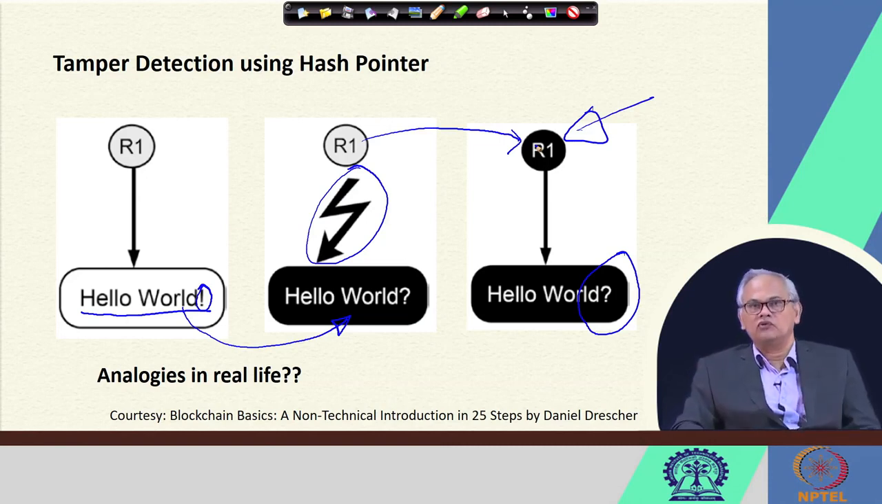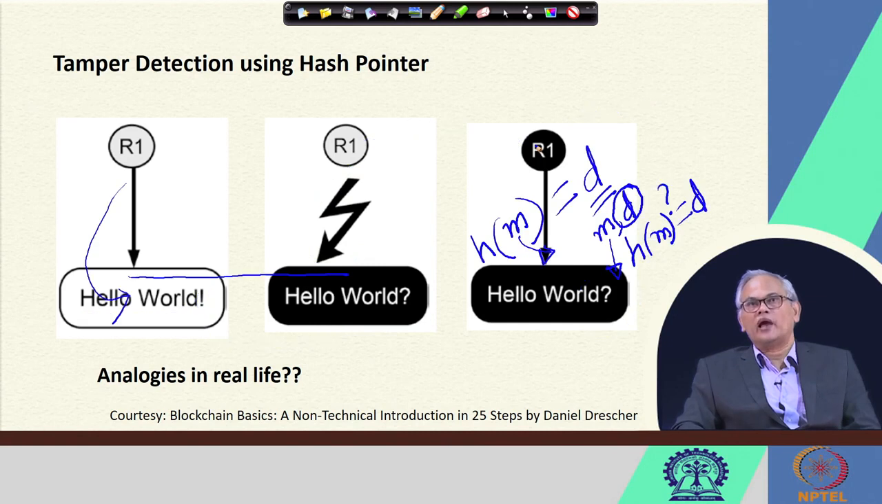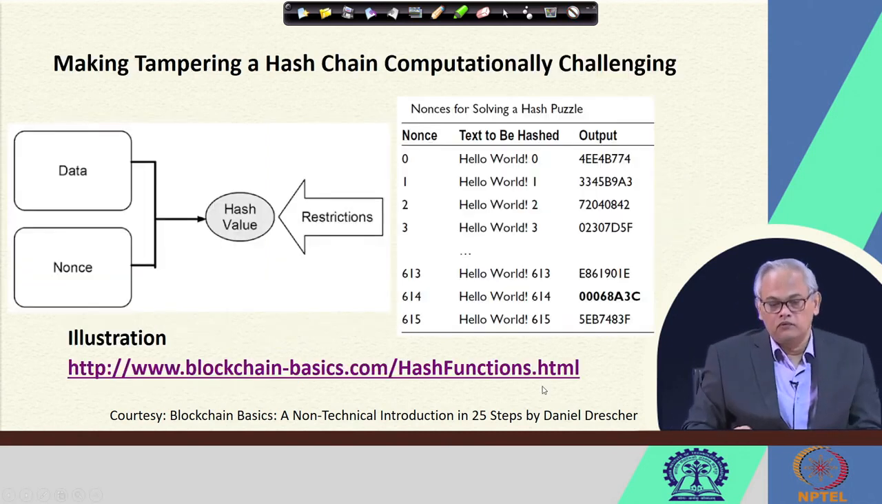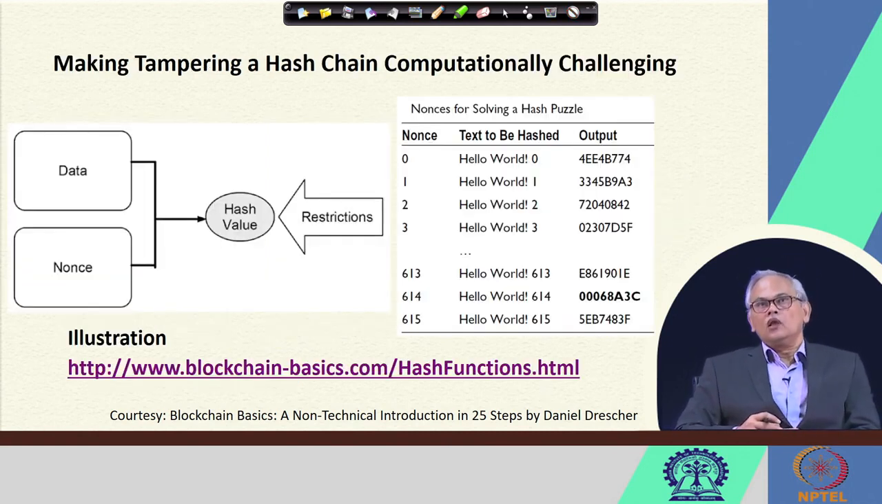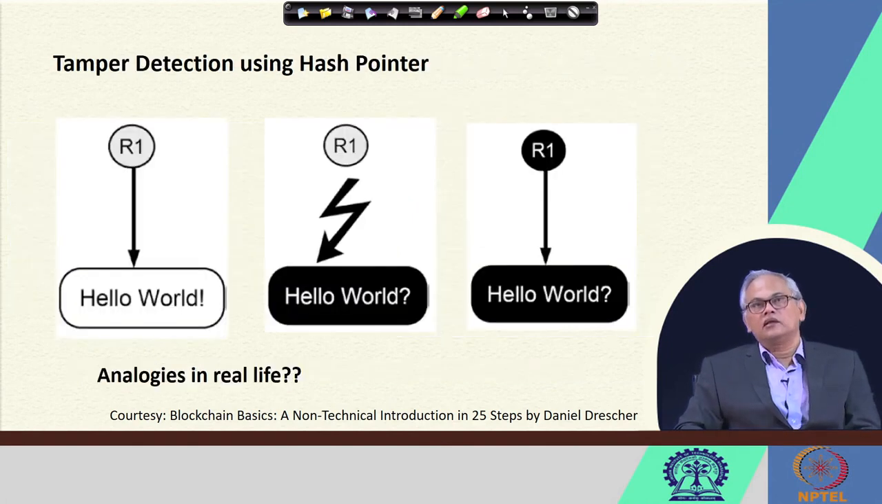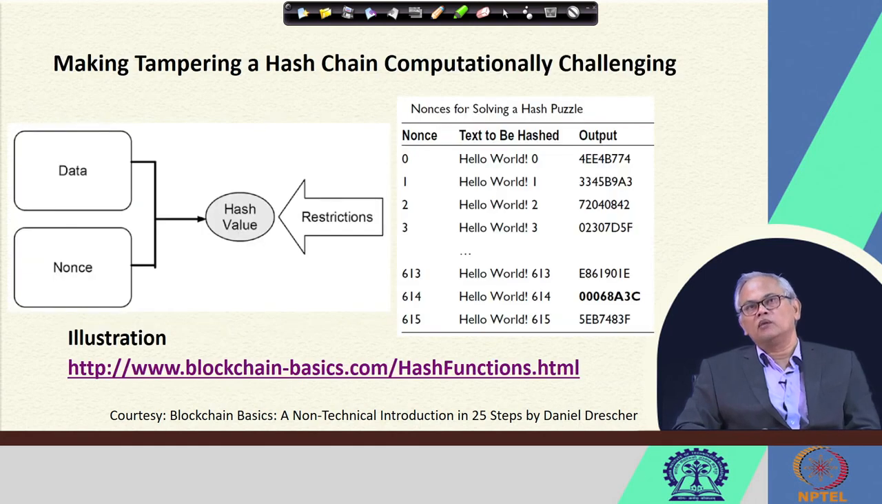So, that is an analogy you can think of, and you can also consider other analogies in order to see whether you have understood this concept of hash pointer. Very good. Now, as we said in this slide, one adversary has to change not only the data, but also the hash pointer. Now, how can we make this tampering more challenging computationally?